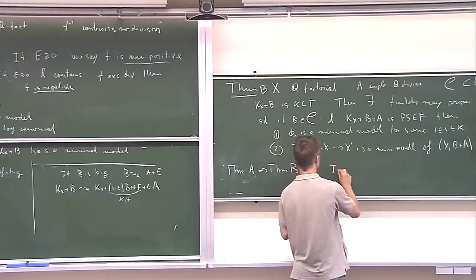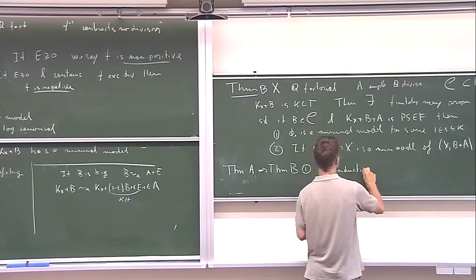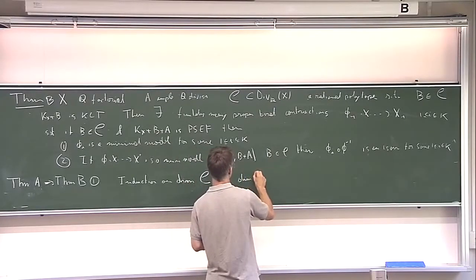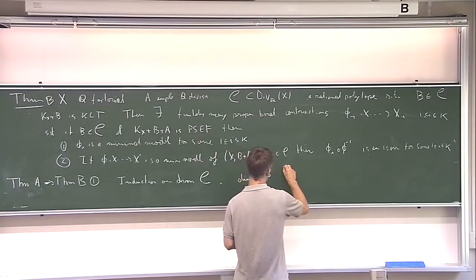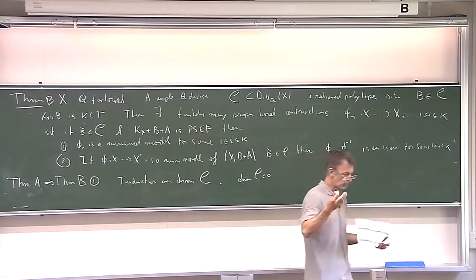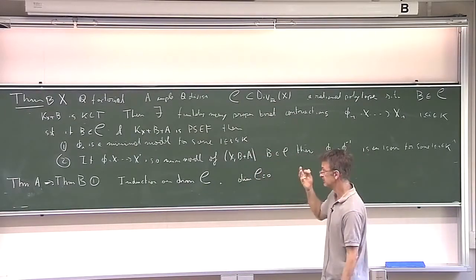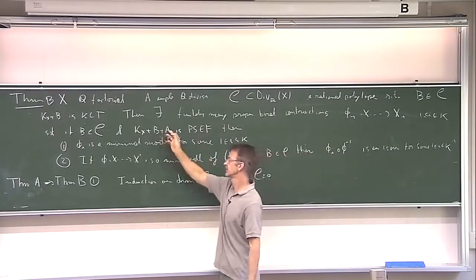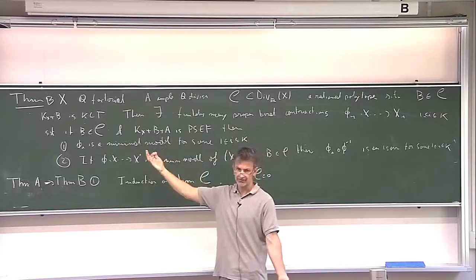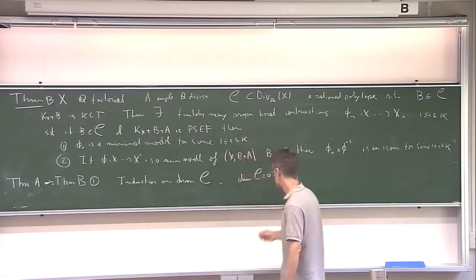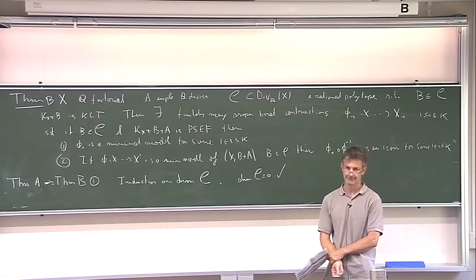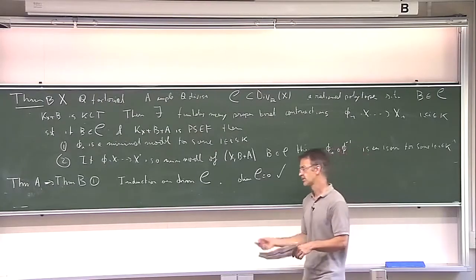So, we do induction on the dimension of C. If the dimension of C is equal to 0, then a zero dimensional polytope is just a point. That means I'm just wondering about one boundary, one big boundary, and then I'm just asking that there is a minimal model. That's all I'm asking for. So this one is automatically satisfied. It's just the content of theorem A.